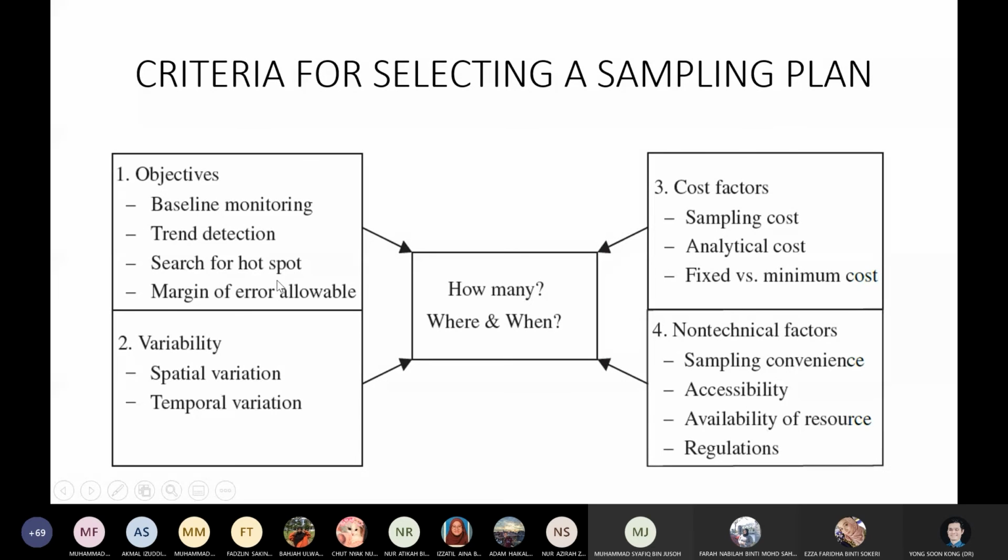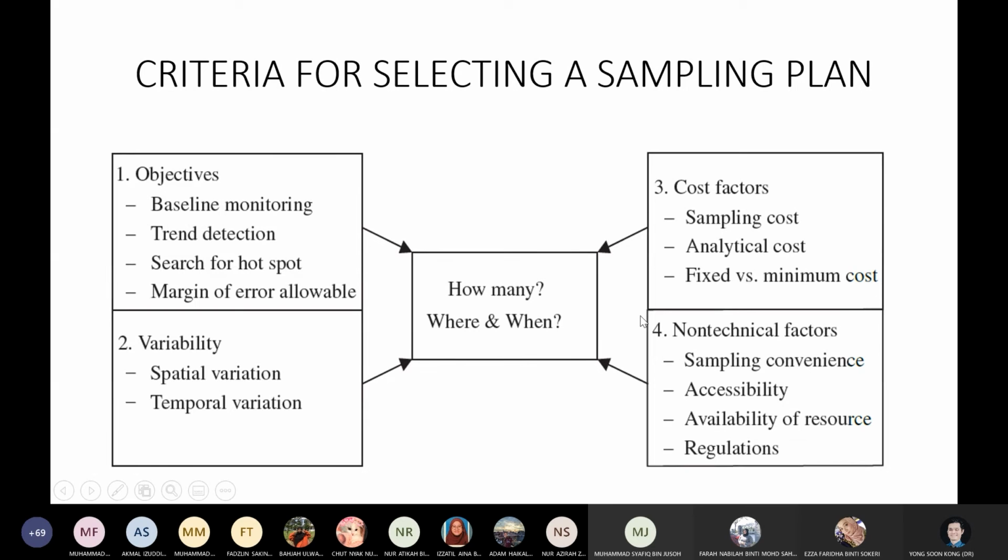And then the hotspot, so they want to see where exactly the location is that it happens. So these are the things. Not necessarily they all will be required, but it depends on the question. And then cost factor. This is probably the number one factor. No money, you cannot do anything. So you have to plan your sampling plan according to the cost.